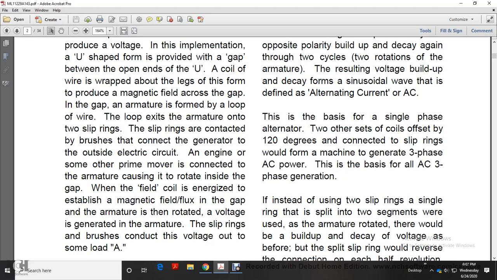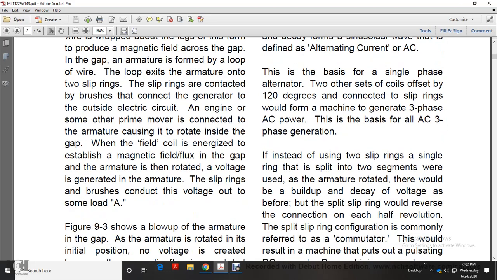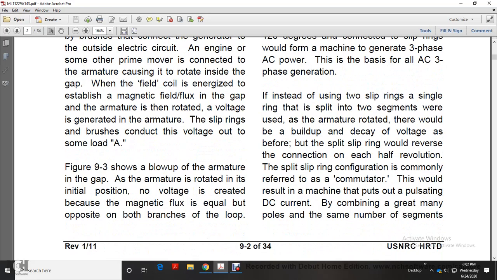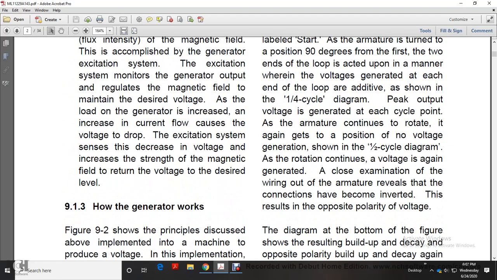The engine, or some other prime mover, is connected to the armature, causing it to rotate inside the gap. The field coils energize and establish a magnetic flux in the gap. The armature is then rotated, the voltage is generated by the armature, and the slip rings and brushes conduct the voltage out to some load. Figure 9.3 shows a blow-up of the armature in the gap. The armature is shown in its initial position. No voltage is created because the magnetic flux is equal but opposite in both branches of the loop.